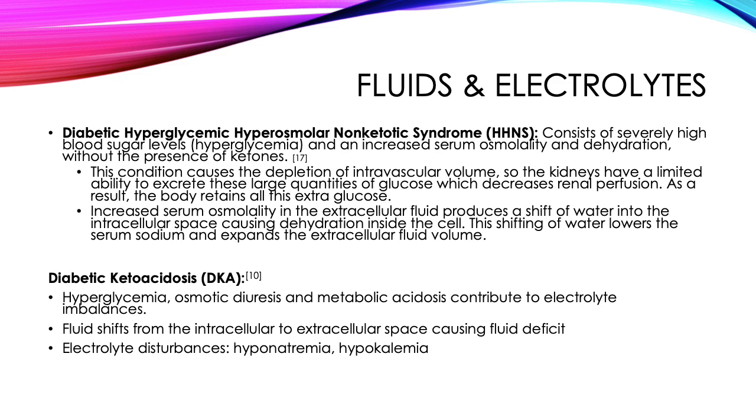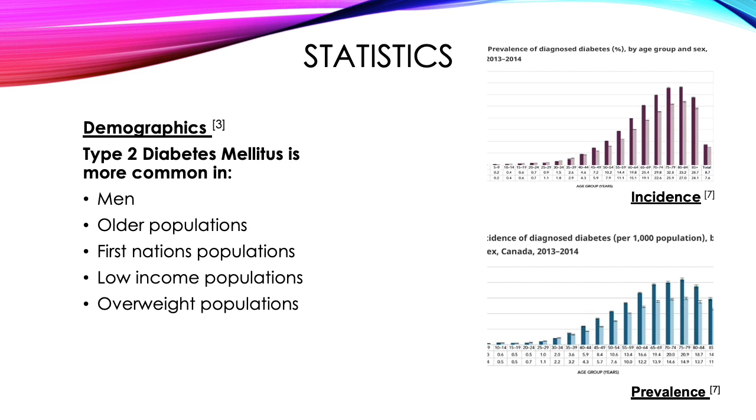DKA is rare in type 2 diabetes, but it can still occur and affect the fluid and electrolyte balance in patients with diabetes. This develops when the body cannot produce enough insulin, causing breakdown of fat as fuel, causing a buildup of acids in the bloodstream. Hyperglycemia, osmotic diuresis, and metabolic acidosis contribute to the electrolyte imbalances. The fluid shifts from the intracellular to extracellular space, causing fluid deficits, and you would get electrolyte disturbances such as hyponatremia and hypokalemia.